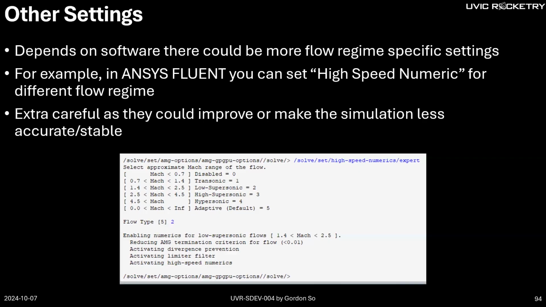I'm not sure about OpenFOAM or other software, but basically each software allows you to fine tune some of the settings and computational approach. One of the things that you can set in ANSYS Fluent is something called high-speed numerics. This is good for different flow regimes as shown here. Sometimes it works, sometimes it actually makes your CFD solution worse. So just try it out to see if it works.